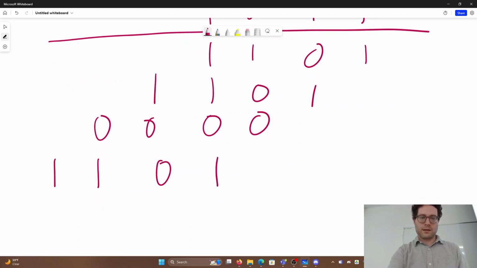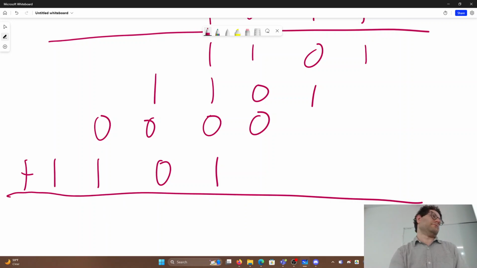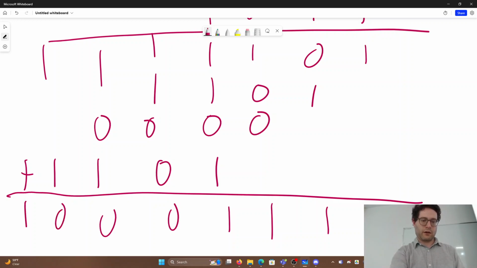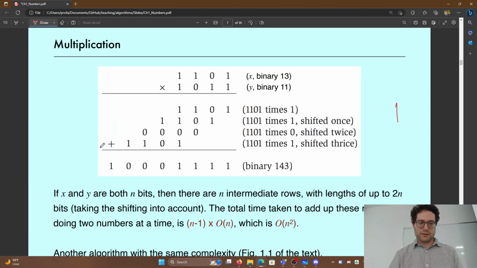Okay? Now we simply do an add operation. So 1 right over here. 0 and 1 is 1. 1 and a bunch of zeros is 1. 1 plus 1 plus 1 is 1, carry the 1. 1 plus 1 is 0, carry the 1. 0, carry the 1. 0, carry the 1. So it's 1, 3 zeros, 4 ones. Let's see if I got the right answer. 1, 3 zeros, 4 ones, which in binary apparently is the representation for 143.